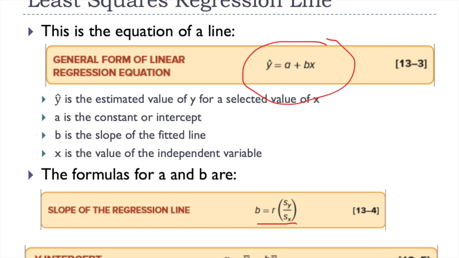It's important to remember that our y variable is the dependent variable and our x variable is the independent. And then the last equation here, equation 13.5, is how we find our y-intercept, or the a variable in the linear regression equation. Here we simply take the sample mean of y, and we subtract the product of the sample mean of x times the slope that we found earlier, or our b value.